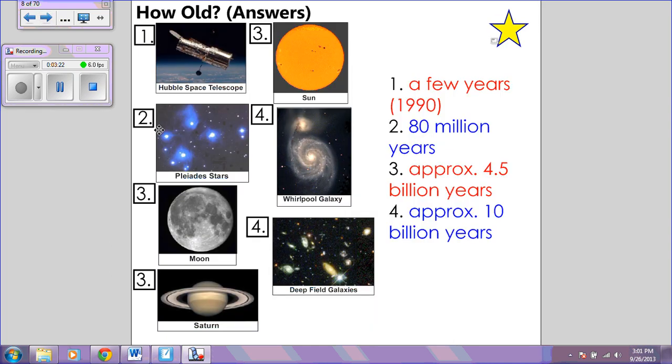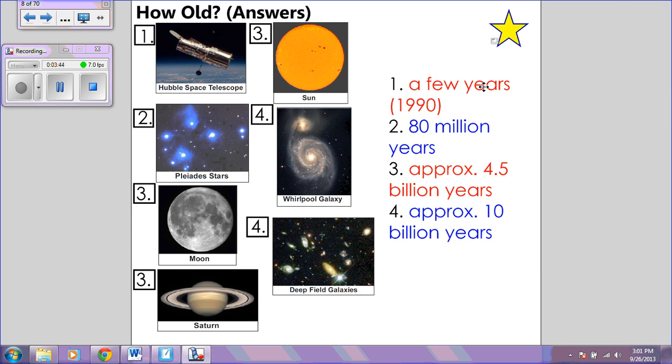And last we have how old, and we see a lot of ties here, and the ones is not in the same order. Obviously the Hubble telescope is the youngest. It's man-made. It has a lot of technology going on. It was made in 1990. A few years probably isn't accurate anymore. It's probably more, I mean, it's 23 to 24 years old now.